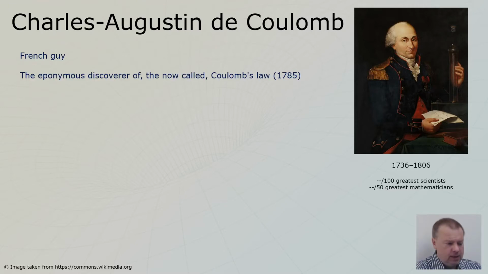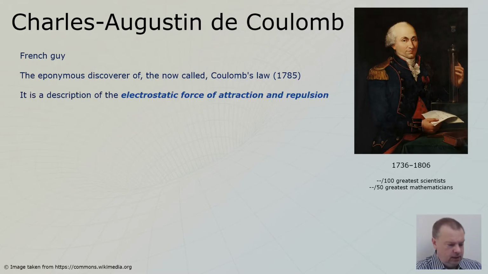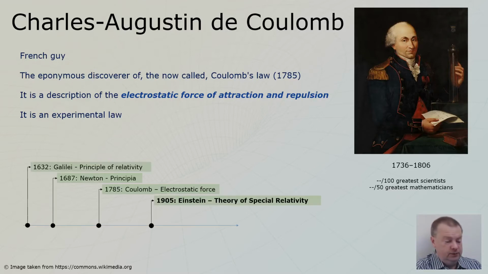He's French, and he discovered something that we now call Coulomb's Law. It's a description of the electrostatic force of attraction and repulsion. It's an experimental law. He did experiments and then wrote down his results in a table, made a graph, made a model, as we've seen with the happiness formula or when we lost weight.